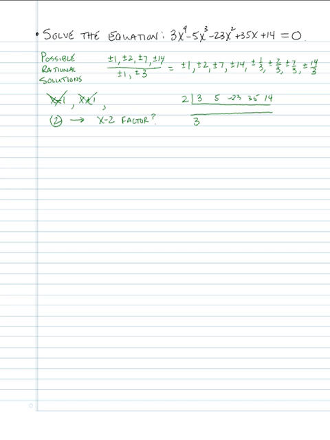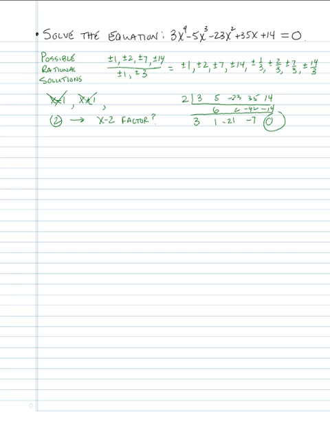Bring the 3 down. 2 times 3 is 6. We add together, we get 1. 2 times 1 is 2. We add together, we get negative 21. 2 times negative 21 is negative 42. We add together, we get negative 7, don't we? 2 times negative 7 is negative 14. We add together, get 0. And this is a big hooray, isn't it? Because that means the remainder is 0 when we divide, which means x minus 2 is a factor.